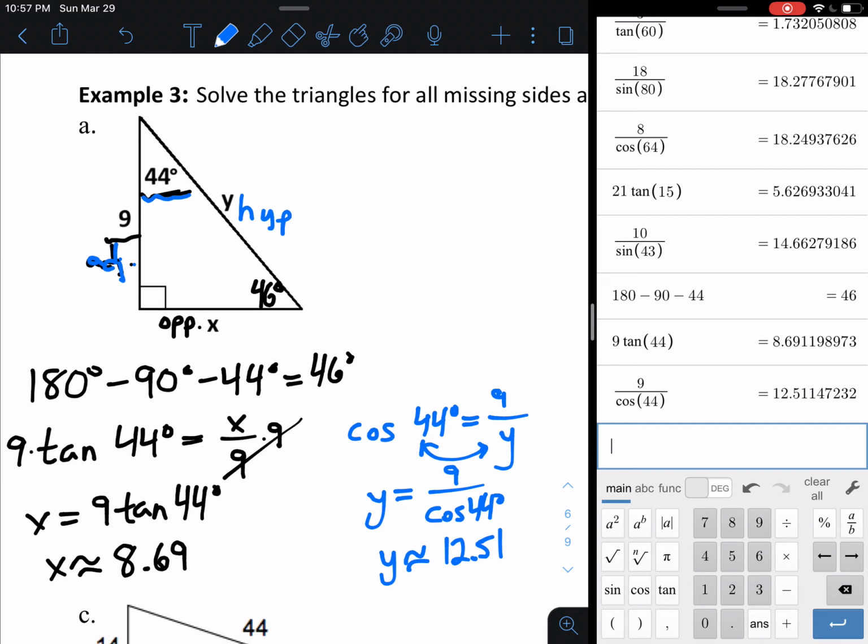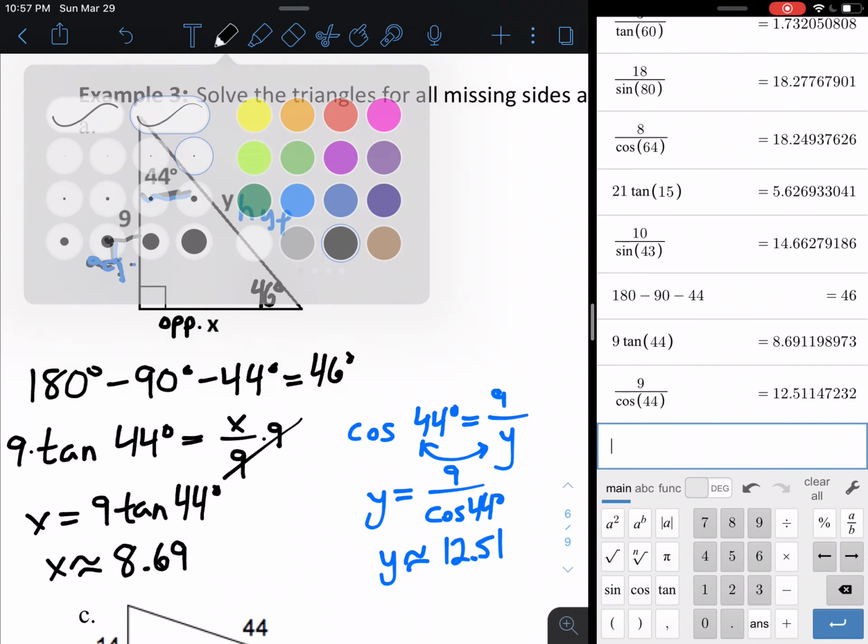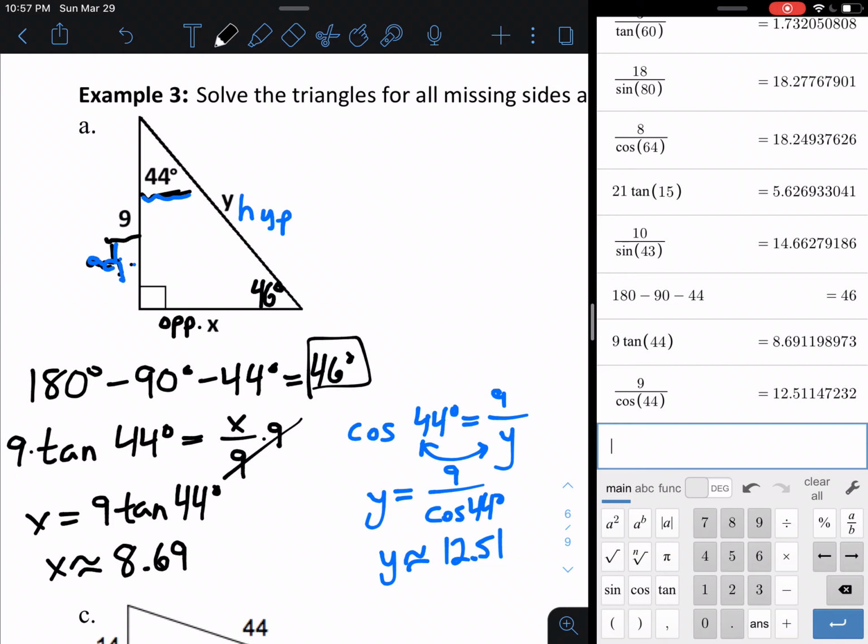Okay, so really what I'm getting at is that you should be giving 3 things in your answer. You should be giving the missing angle, and you should be giving the 2 missing sides.